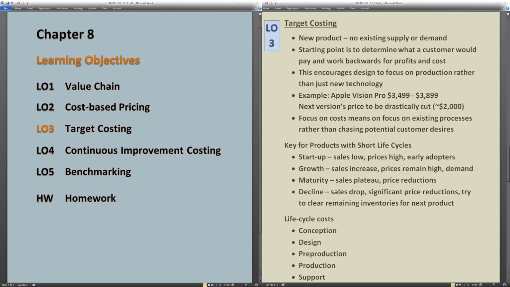But what is a life cycle? Well, you have startup, where the sales are low, but the prices are high. That's where these early adopters maybe pay a lot more for a product just to have it before anyone else. And we've all seen people like that.